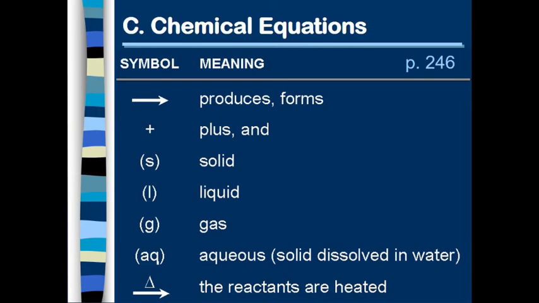Some symbols that we're going to use within our equations, make sure you get these written down. Obviously, some of the most common ones are going to be those top 6 that you see there. The arrow means to produce or form. The plus means plus. It could mean react with. S, L, and G are the 3 main phases we have. AQ is aqueous, so that's something dissolved in water. And if you see a triangle above the arrow, that means you've added heat.